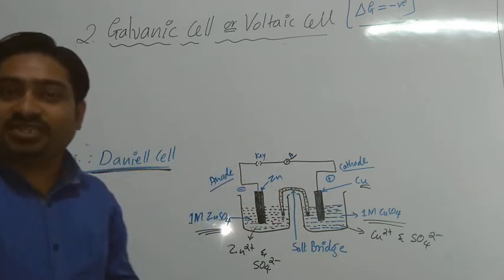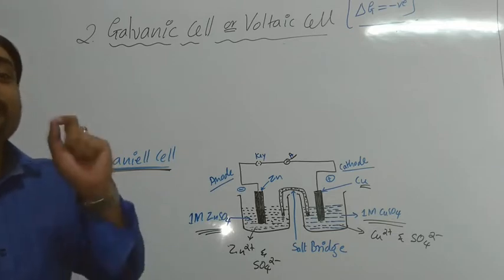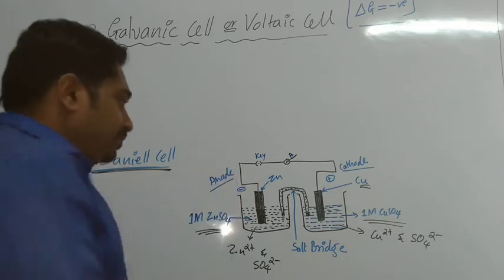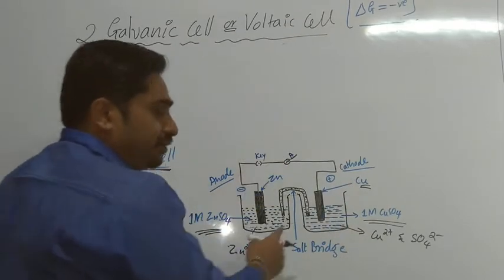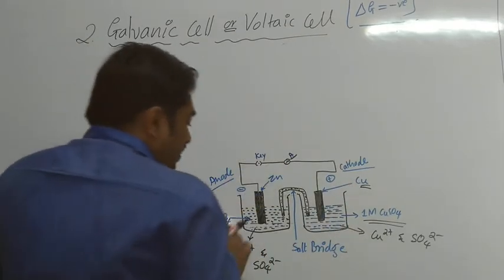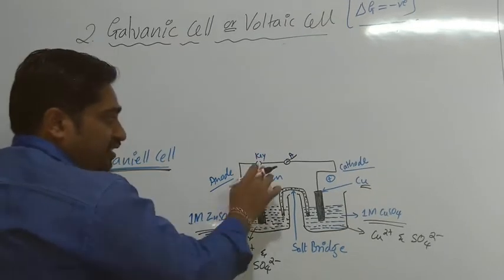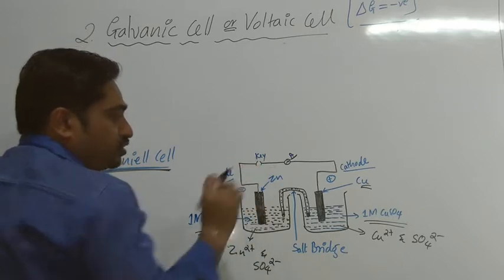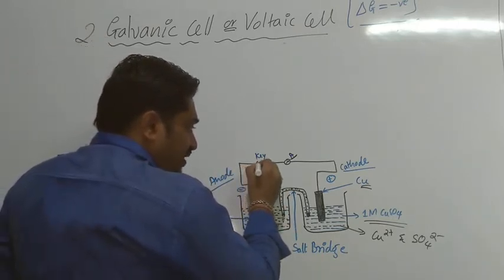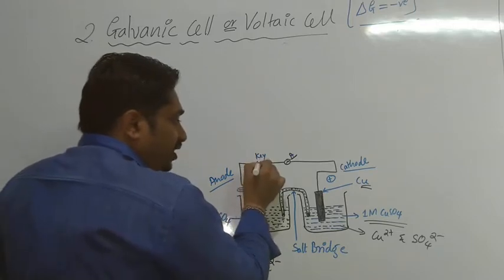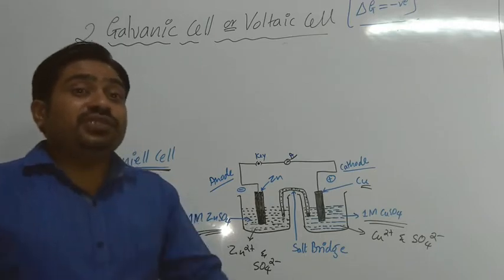In an electrical circuit, the function of an ammeter is just to detect electric current in that circuit. So this entire circuit is a closed circuit. Now the key is not placed, so the circuit is in the off position. If I place the key, what happens? The circuit is switched on.